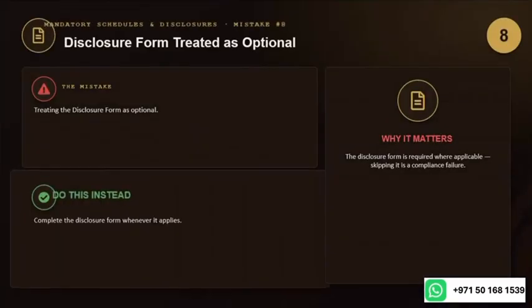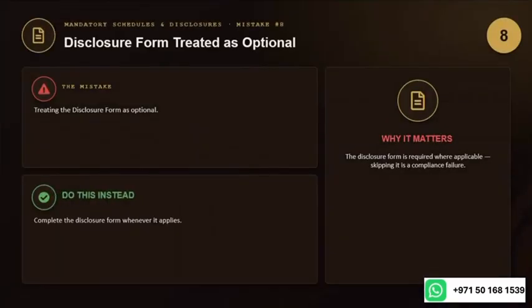Mistake number 8 involves treating the disclosure form as optional. This form is required where applicable, and skipping it is a compliance failure. Always complete the disclosure form when necessary.